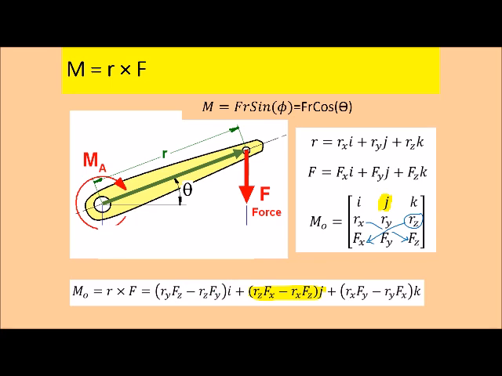For the j-axis, what's going to rotate around the j-axis, this time you're going to start at the right and go to the left: rz times fx minus rx times fz. So zx minus xz. The k direction, you're going to go left, right, minus right, left. So rx fy minus ry fx.